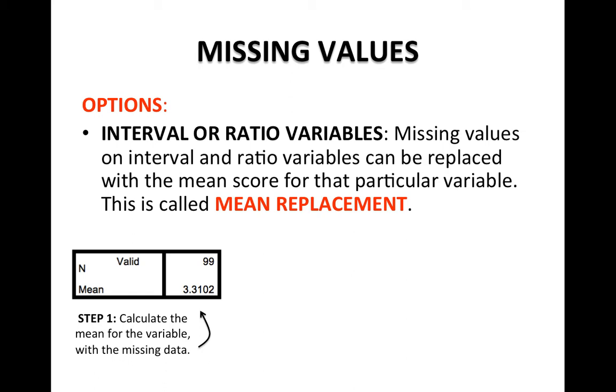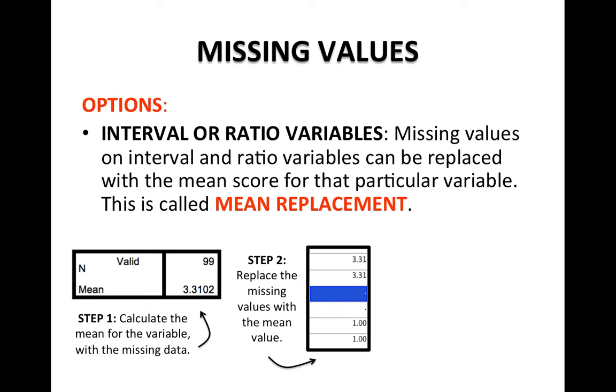So step one is to calculate the mean for the variable with the missing data. So let's say that we have a mean score of 3.31. Then we would go into SPSS and replace the missing values with the mean value. So you can see here we have been replacing the missing scores with 3.31, which is the mean.